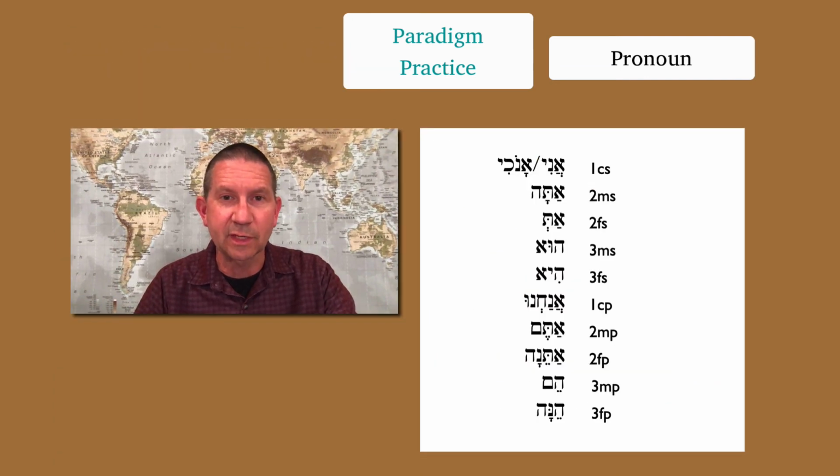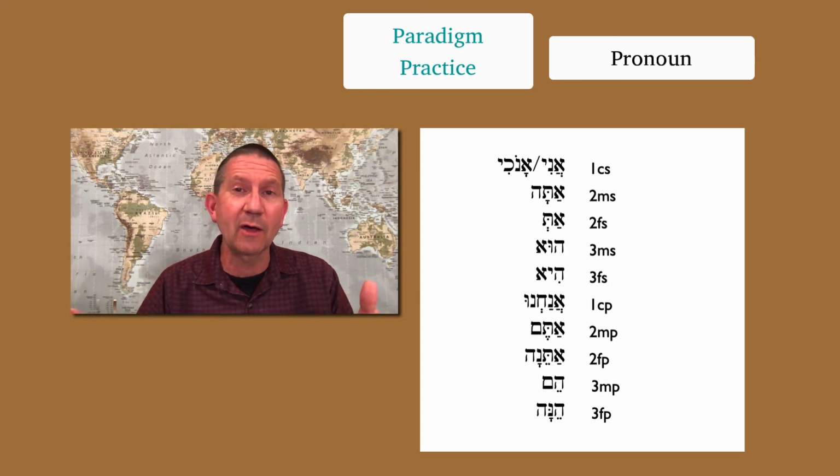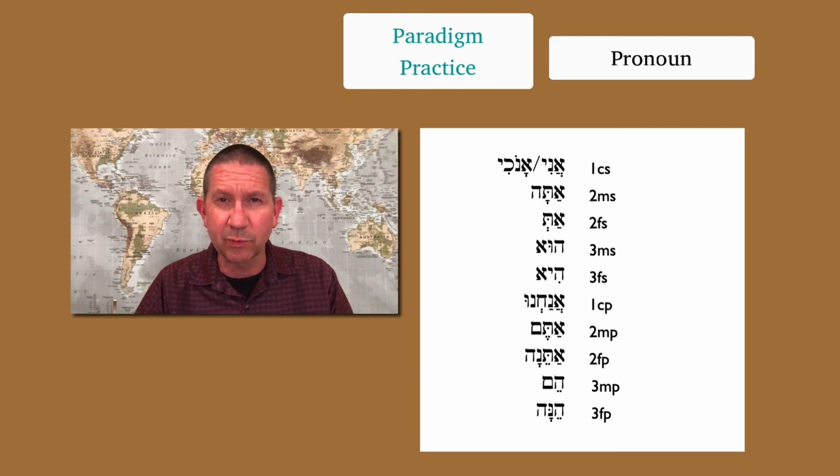Okay, let's actually look at it just in case anybody was stumbling a little bit. Ani or anoki, two alternate forms for first common singular. Ata, at, hu, he, anachnu, atem, atena, hem, and hena. And these are words that we just want to know forward and backward, like the back of our hand. If you need to, take a couple minutes today, as soon as you finish the video, and just try and write them out by hand, saying them out loud as you do. Make sure you've got those all really solid. But then let's think about how the endings for the perfect verb come out of these pronouns, at least for first and second person forms. And then the third person forms, those endings come out of the nouns.